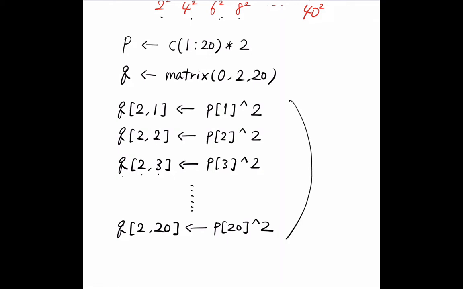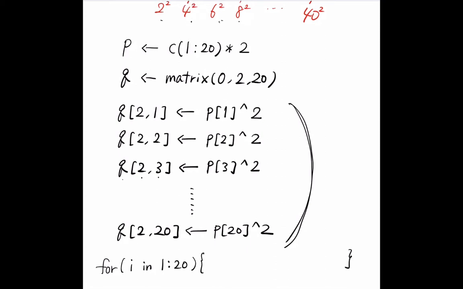Now, I could type all of these things, but in order to repeat something similar many times, for this purpose I can actually use a for loop. So instead of these, I can type for I equal 1 through 20, repeat the following task, and the task should be in the following curly brackets. The task to be repeated is to pick the 2i element of matrix Q and replace that by the ith element of P squared.